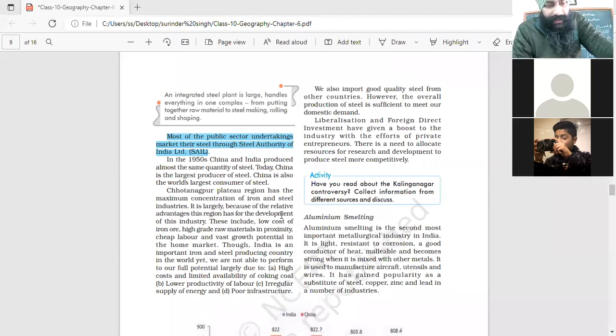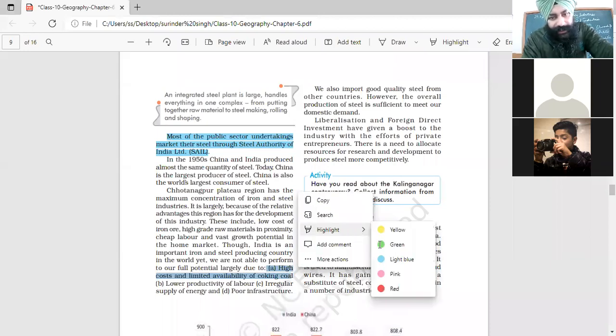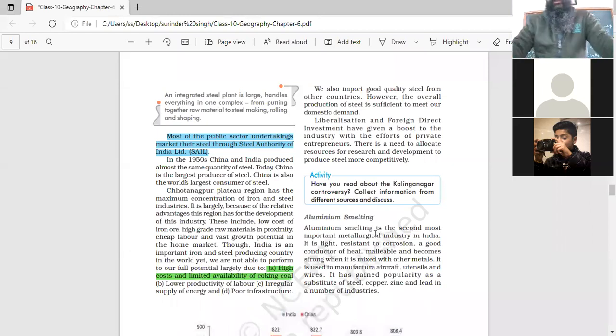Clear? Now, India has not been able to compete in the international market and exploit her true potential due to the challenges faced by the iron and steel industries. So what are the challenges? First, high costs and limited availability of coking coal, the best quality of coal, which is limited in quantity due to low supply and high demand. It is available at high cost. High cost is the first problem.